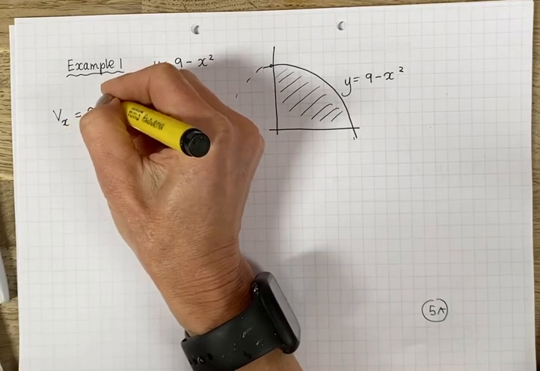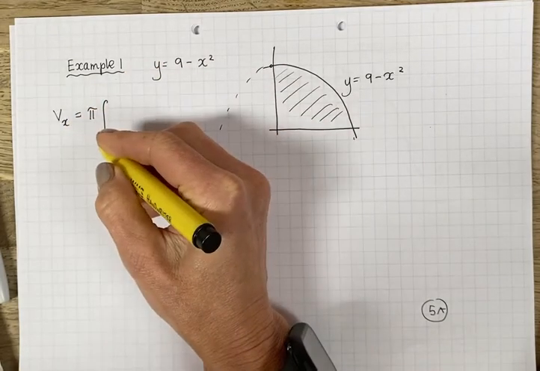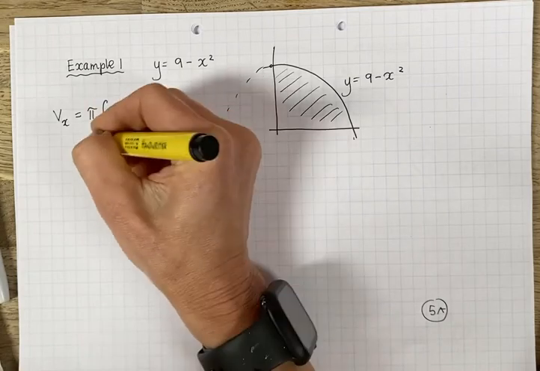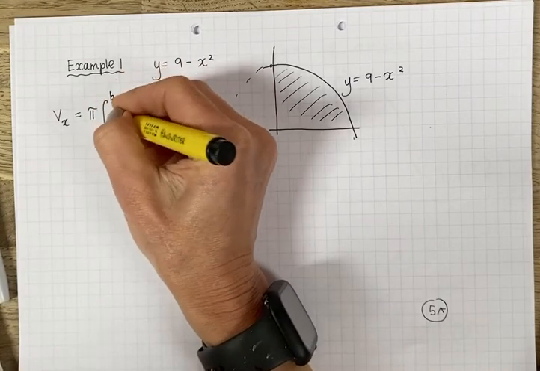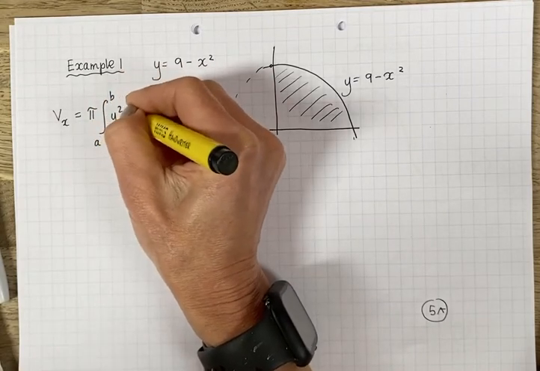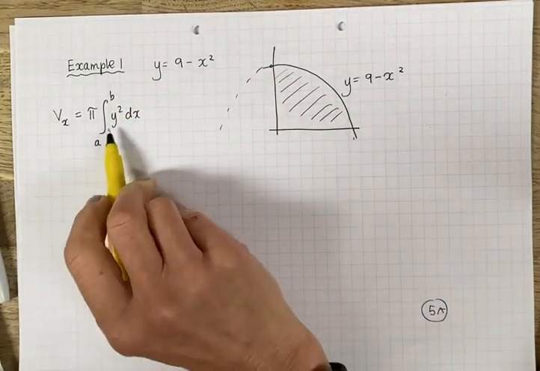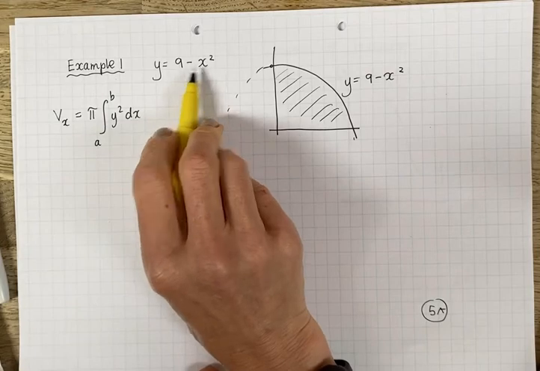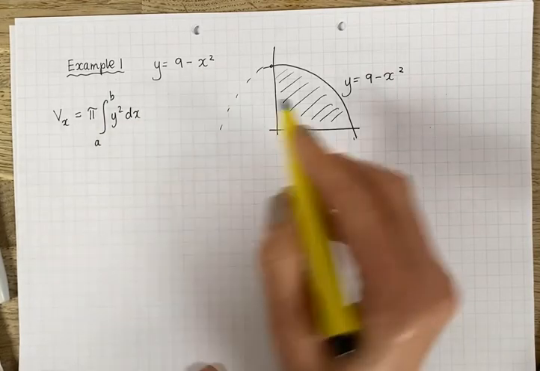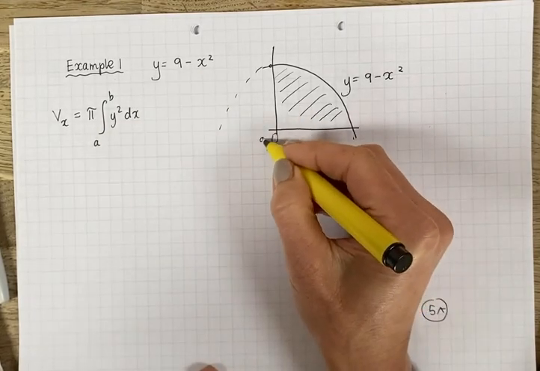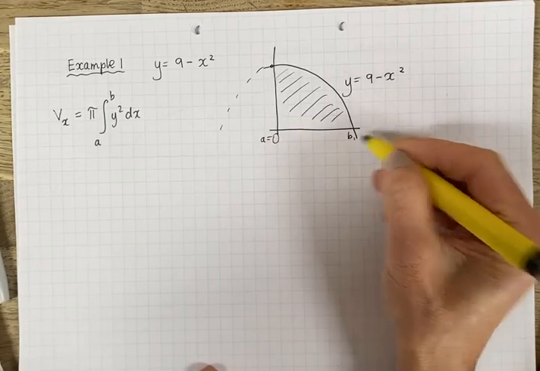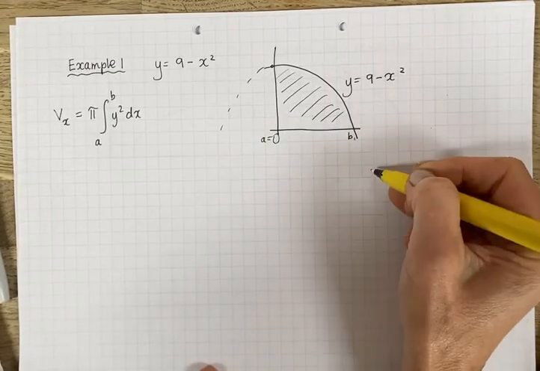So it's pi, and then you've got the integral between the two limits. Let's call them a, b, and it's going to be y squared dx. Okay, so this is the general formula. So I know what y is. It's 9 minus x squared. I know what a is because a is going to be 0. This is my lower limit, and b is over here. So I need to find that upper limit.